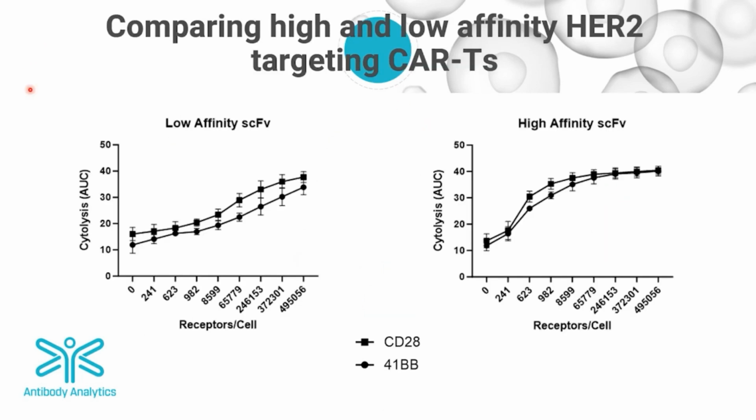When we plot the level of cytolysis against the HER2 receptors per cell for the low affinity and the high affinity CAR-T constructs, you can see that the higher affinity has a much sharper increase in cytolysis at the lower levels of HER2 expression compared to the low affinity. And this is what we would expect to see. What is also interesting is that the CD28 and 4-1BB co-stimulatory domains do not actually make that much difference in terms of the level of cytolysis achieved by either of the 2 CAR-T constructs.